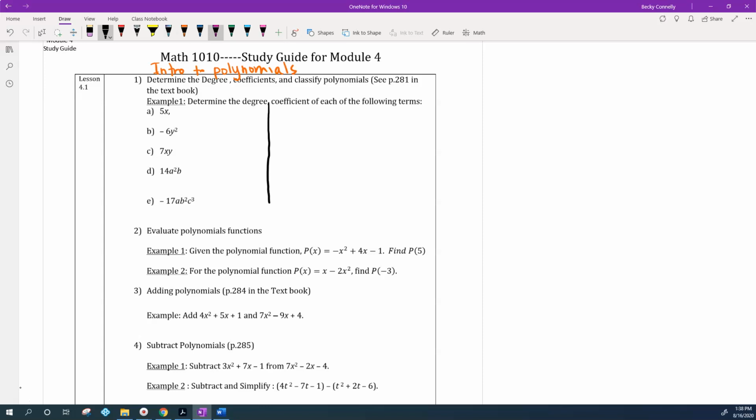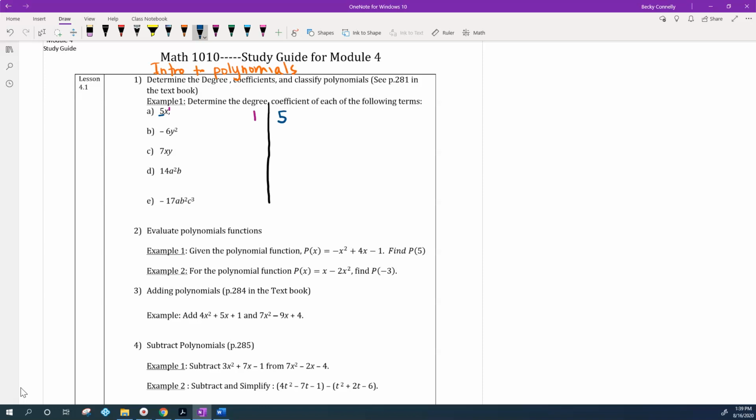So if I'm looking at the degree, the degree is talking about the variable. If we're thinking about x, there's no exponent written on there, but really there's an invisible 1 there, right? So x to the first power. So the degree of this 5x is 1, where the coefficient is the number in front, so that would be 5.